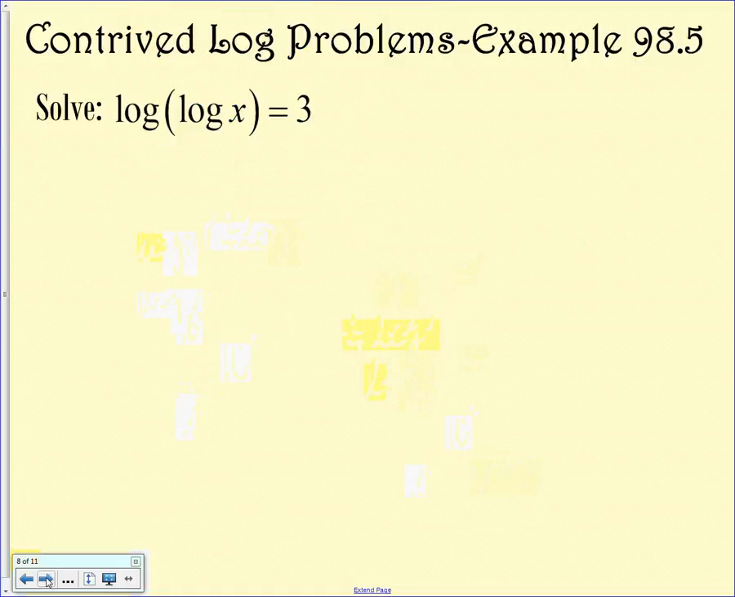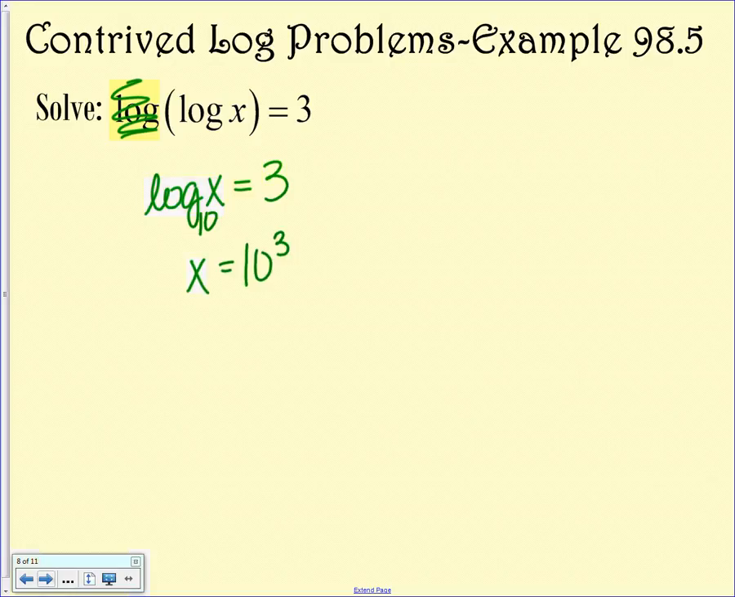We have the log of log of x equals 3. So on this, what you want to do first is to ignore this outside log. And we're going to look at what is the log of x equals 3. Well, this is a base 10. So that means that x equals 10 to the third. So x equals 1,000. Okay? Do y'all see that? Log base 10 of x equals 3.